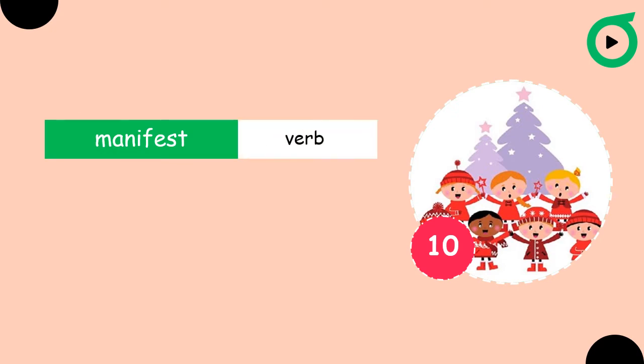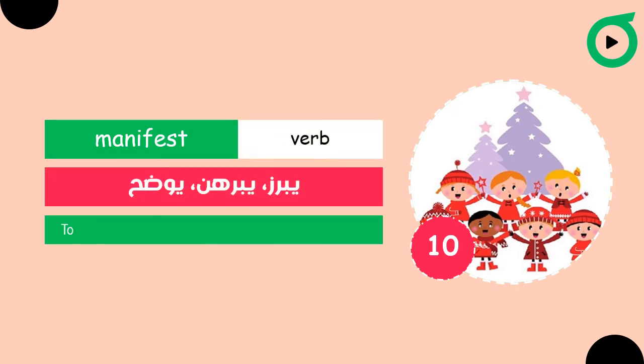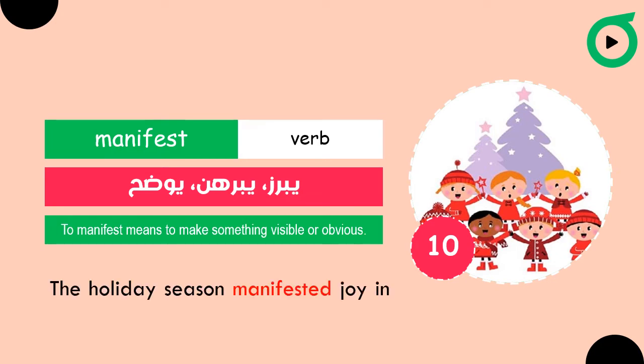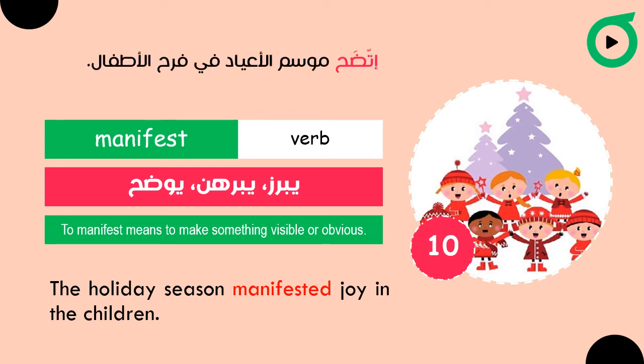Manifest. To manifest means to make something visible or obvious. The holiday season manifested joy in the children.